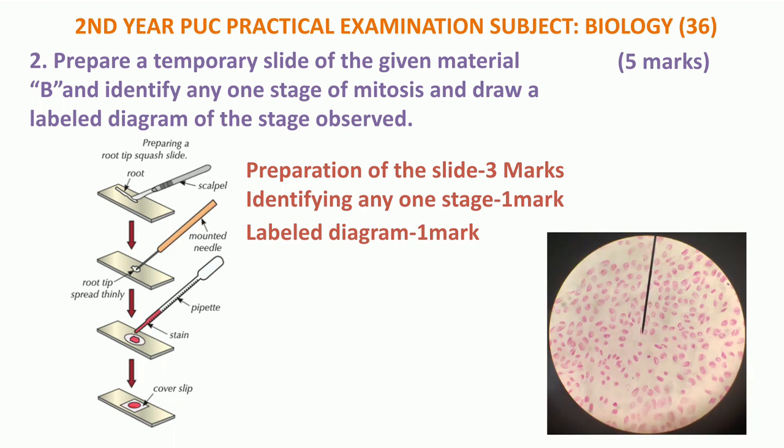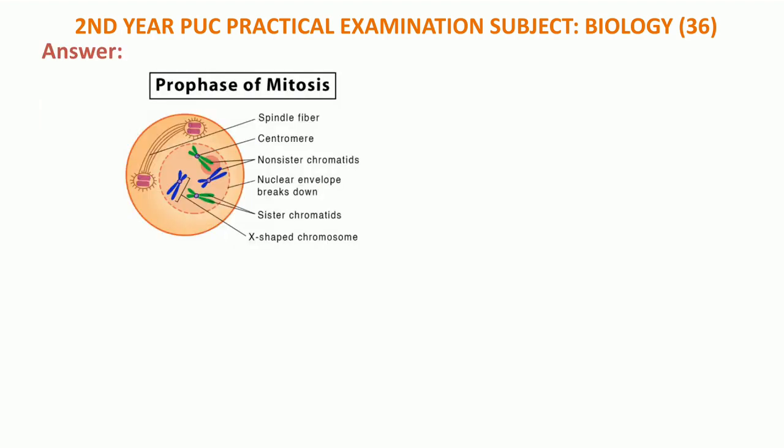After that, when you observe this slide under the microscope, you will find cells like this. In these cells, you should identify any one of the stages, and you should write the answer like this. If you get prophase of mitosis, you should mention the heading prophase of mitosis. It carries 1 mark. And the labelled diagram, this is the diagram you should draw. The labelled diagram carries 1 mark.